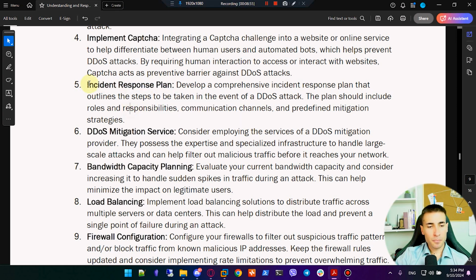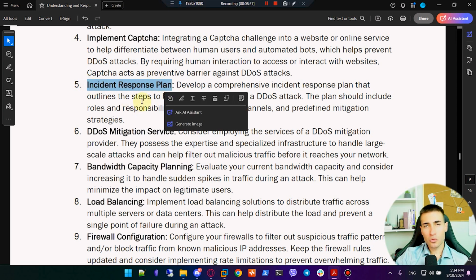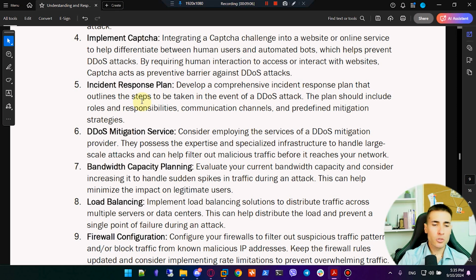Incident response plan. This is something that a lot of small to medium enterprises underestimate, and it's extremely important. I cannot emphasize how important this is. Why? Because when an attack happens, you have a scenario where everybody is stressed, everybody is scared and pressured. Nobody can, not nobody, but it's really hard to think straight.